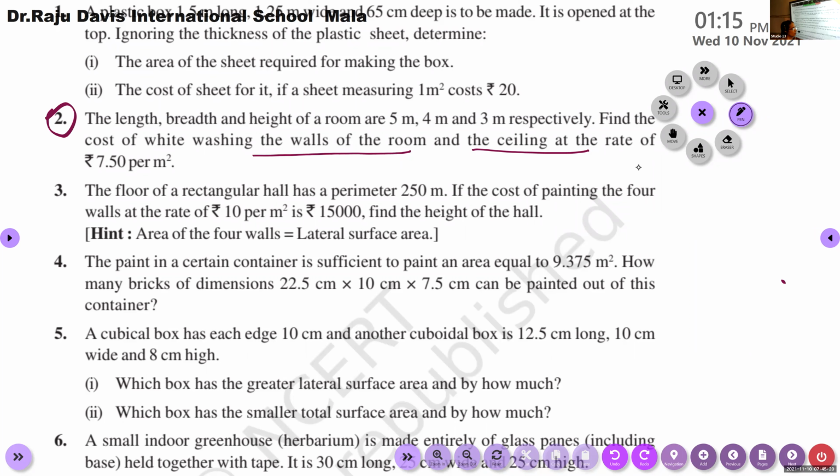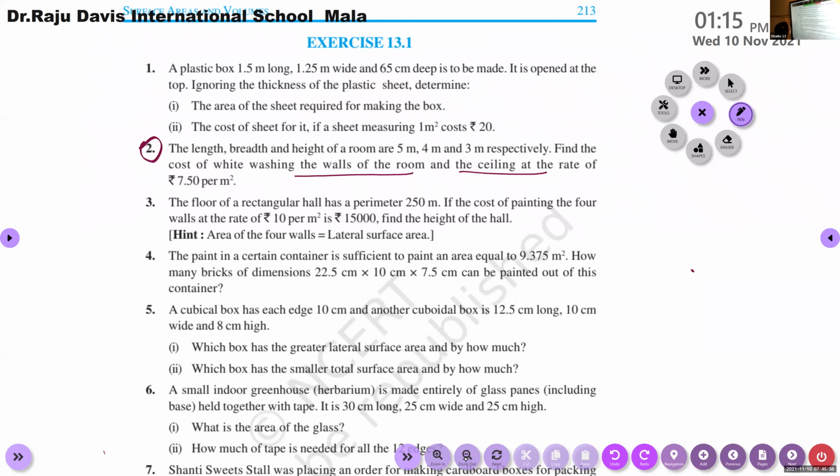So roof's area will be what? What are the dimensions of roof? You look at the top of your room, and for that roof, H is not there. L into B, bottom and top having only L into B. Sides having H, clear?